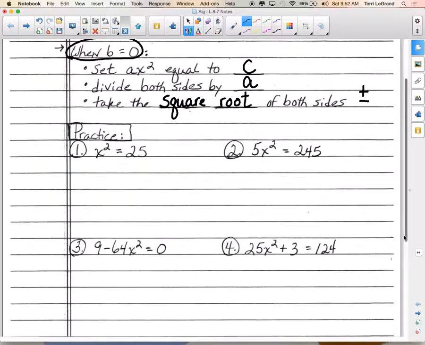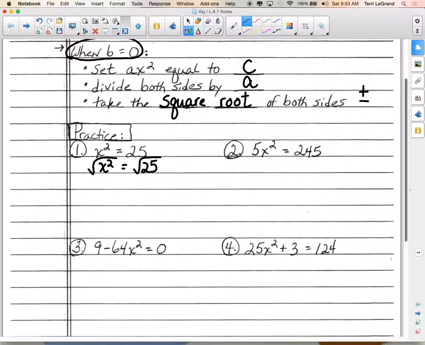X squared equals 25 is our quadratic function. Notice it has the ax squared term, it has the c term, it does not have the bx term, it doesn't have any just x's. So we can look and see, do we have the ax squared set equal to c? Check, yep, that's already done for us. Divide both sides by a. Well, our a is 1. Not necessarily to do that because we're still going to end up with the same result. So we can go directly to our third bullet point there, which says take the square root of both sides.